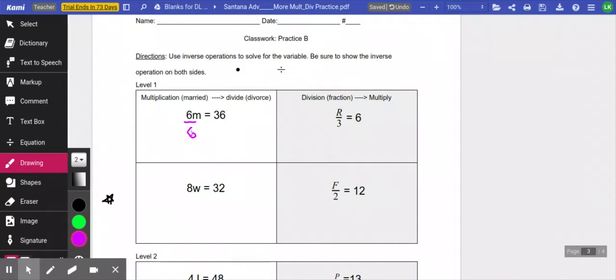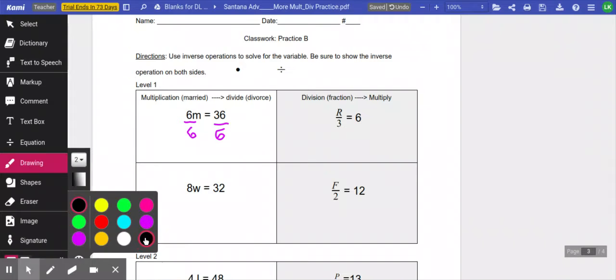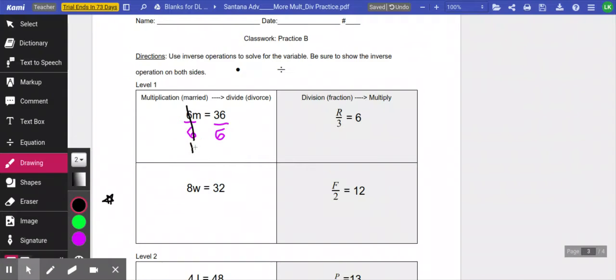And if I divide one side by 6, I also need to divide the other side by 6. I'm going to switch back to the color black. All right. So looking back at the left side, what is 6 divided by 6? It's 1. So that just becomes 1m.